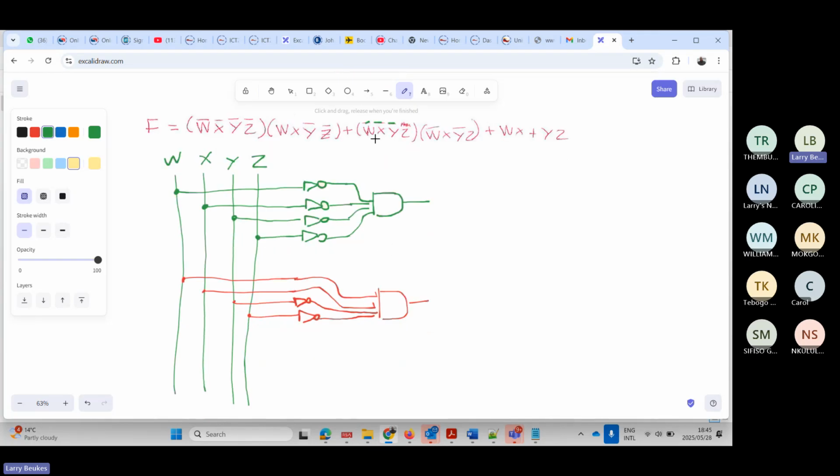So now what do we do? We know we have 4 inputs again, W, X, Y, Z, right? So we're going to take W, we're going to take X, we're going to take Y, we're going to take Z. W, X, Y, Z. And then W, X, Y should be complemented. So we need to use the inverter, right? For these 3 inputs.